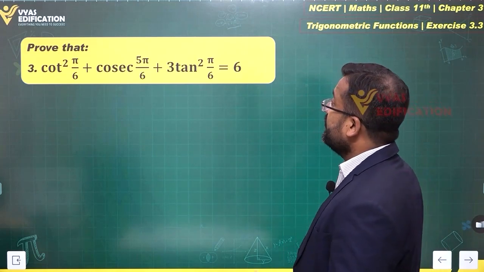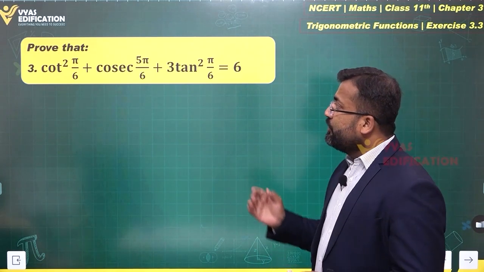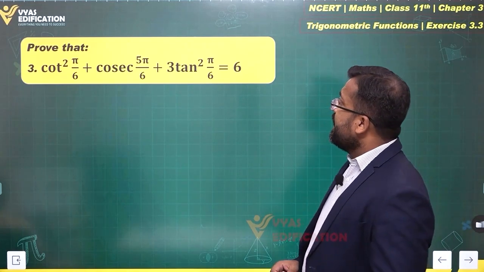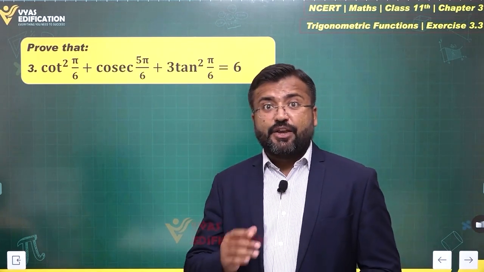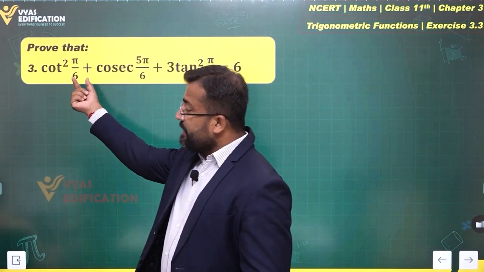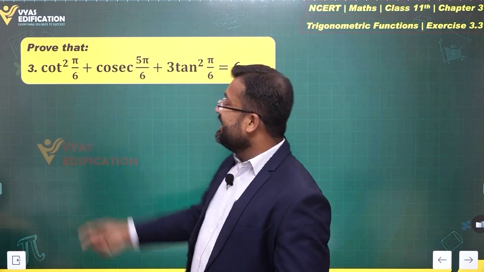Let's discuss this question next. What does the question say? Prove that cot square pi by 6 plus cosec 5 pi by 6 plus 3 tan square pi by 6 is equal to 6. Now what do we need over here? We already know the value of cot pi by 6, right? If you remember that, that's important.